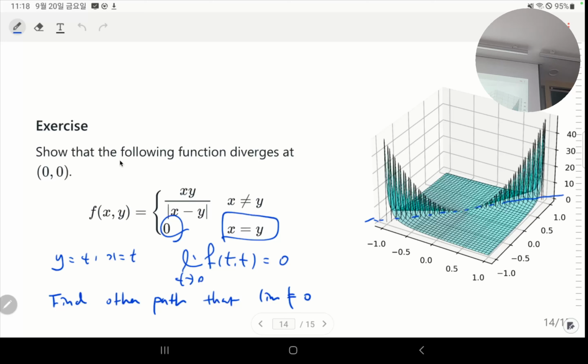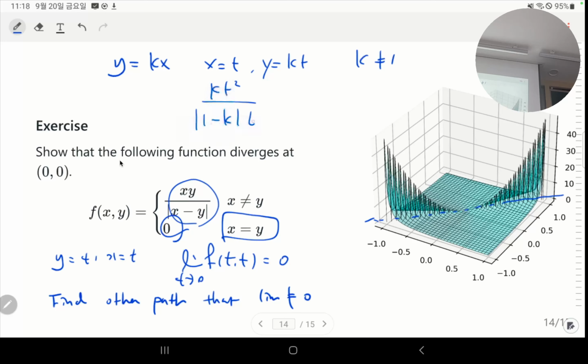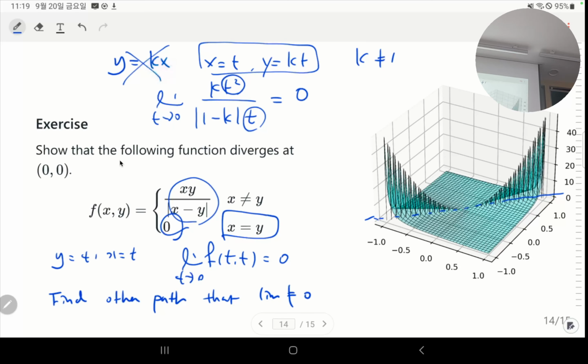If it's a linear line, for example y equals kx, then you're plugging in this parametric equation. If k is not 1, then you have to plug in here. So it gives you k t squared over (1 minus k) absolute value of t. So when t goes to 0, this parametric curve approaches 0, but the limit is also 0, because we have t squared on the numerator, right? So you cannot use a linear curve to show the divergence. So we have to use a curve.